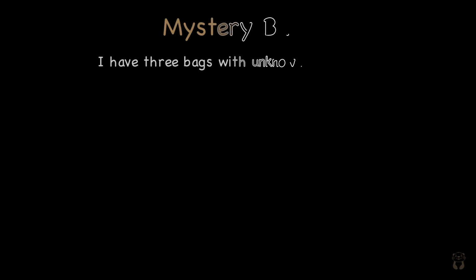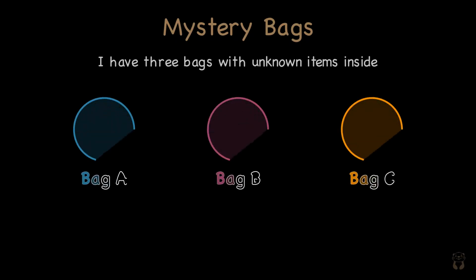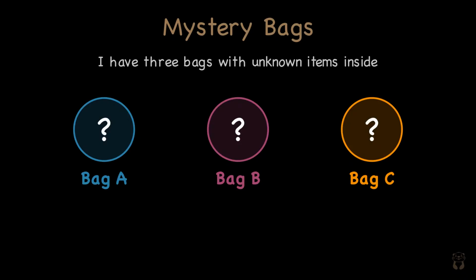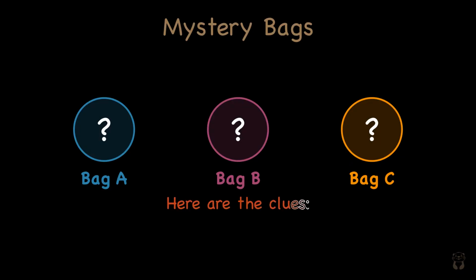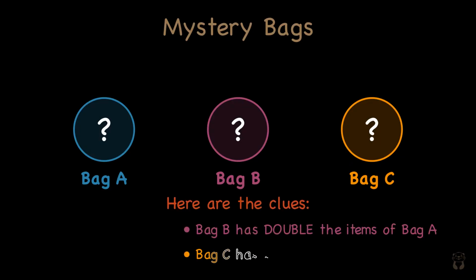Let me show you something interesting. I have 3 bags here: bag A, bag B, and bag C. Each bag has some items inside, but I'm not going to tell you how many. That's the mystery. Here they are: bag A, bag B, and bag C. We don't know how many items are inside each bag, but let me give you some clues. Here are the clues. Bag B has double the number of items as bag A, and bag C has 3 more items than bag A.